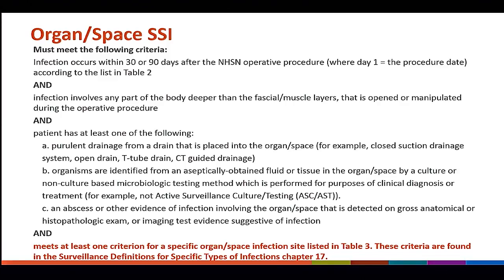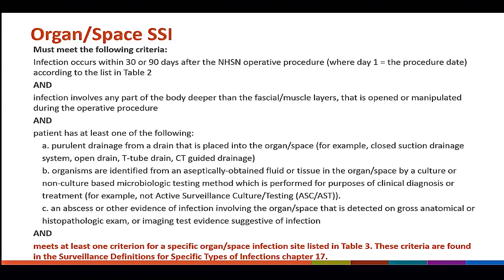And the patient has to meet at least one of the following. A, purulent drainage from a drain that is placed into the organ space. So for example, a closed suction drainage system, an open drain, a T-tube drain, CT-guided drainage perhaps. Or B, organisms are identified from an aseptically obtained fluid or tissue in the organ space by a culture or non-culture-based microbiologic testing method. Or C, an abscess or other evidence of infection involving the organ space is detected on gross anatomic, histopath, or imaging test evidence suggestive of infection.